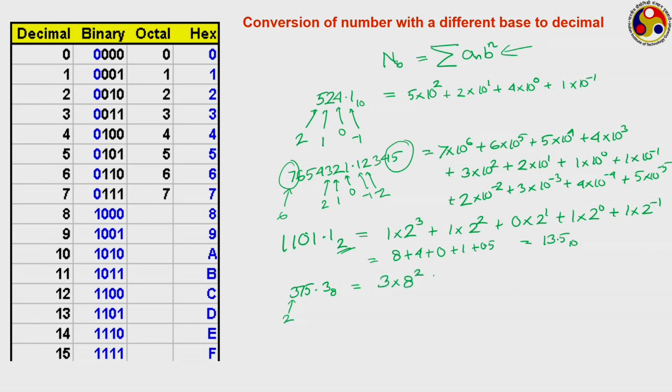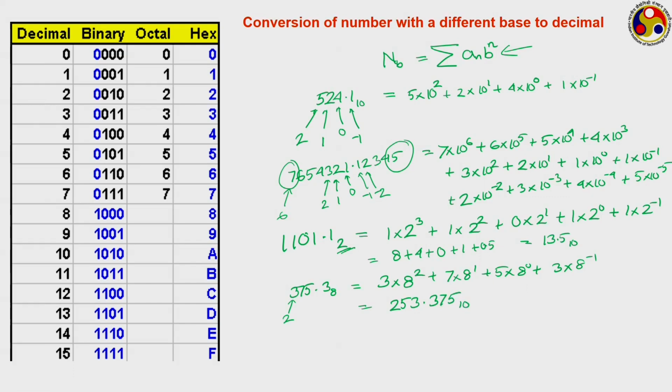So, it is 8 to the power 2 plus 7 into 8 to the power 1 plus 5 into 8 to the power 0 plus 3 into 8 to the power minus 1, and if we calculate this, you are going to get something. Actually, I have noted down the result for this because I do not have a calculator. The result for this calculation is going to be 253.375 in decimal base.